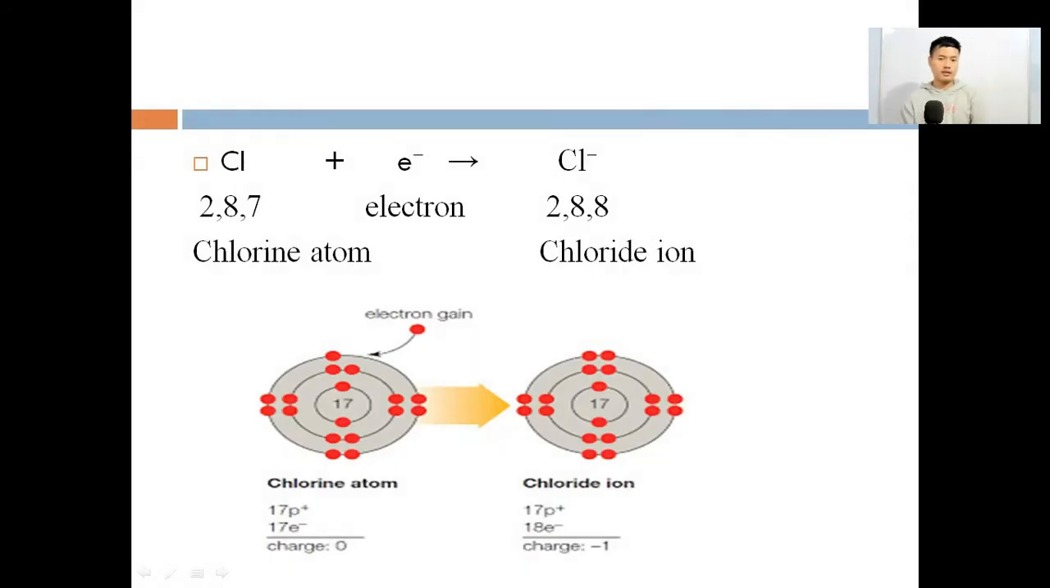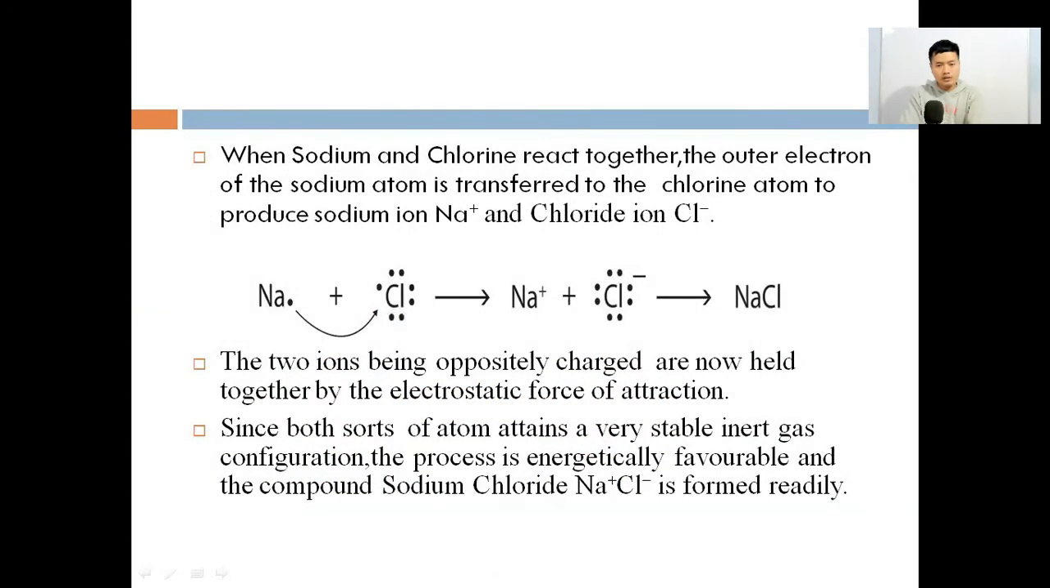Chlorine is now negatively charged. It becomes a chloride ion. When sodium and chlorine react together, the outer electron of the sodium atom is transferred to the chlorine atom to produce sodium ion and chloride ion.